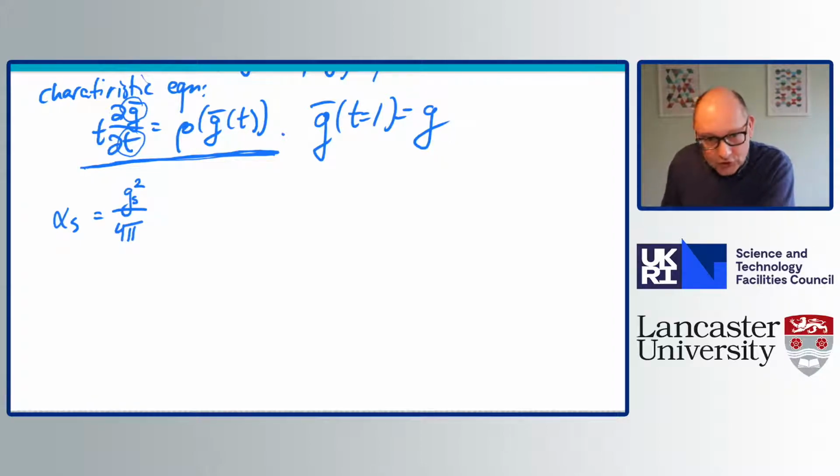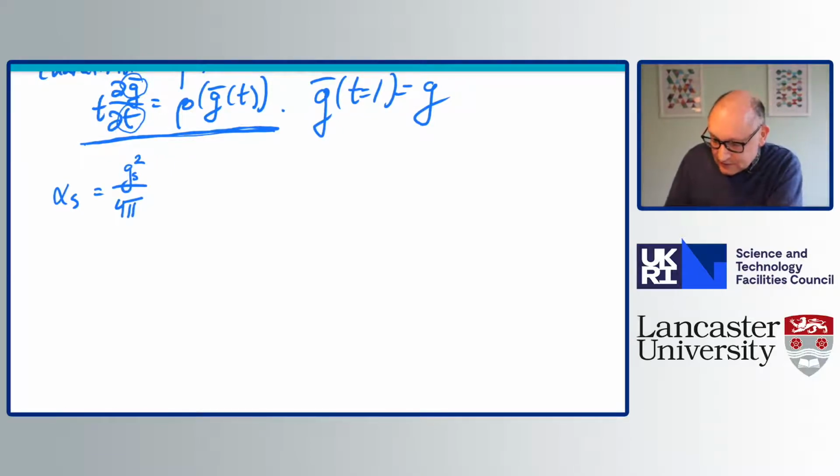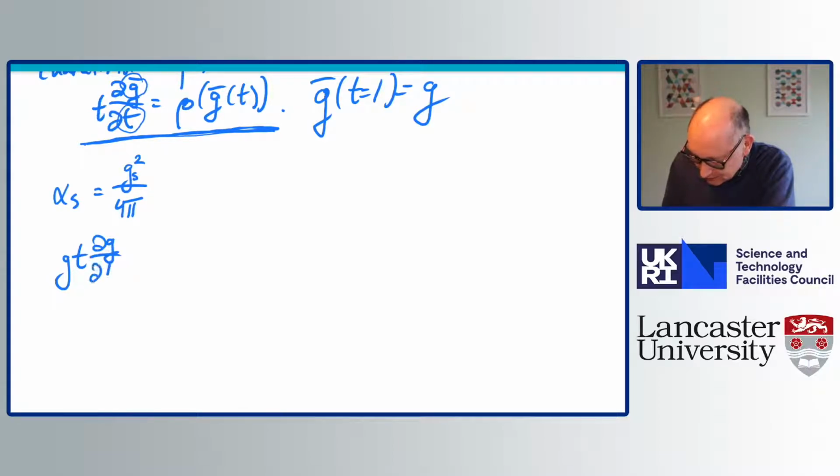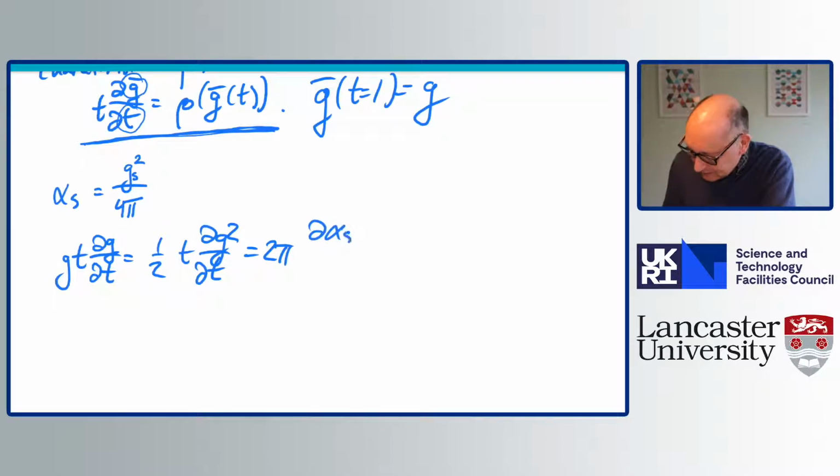Now the beta function for alpha_s is the same, more or less, as that of g, of course, because we see here that the coupling times t dg/dt is equal to a half t g squared, which is 2π dα_s/d ln t, which is 2π times what's called the beta function of alpha_s.